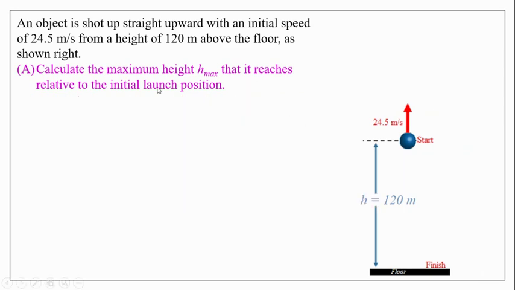Part A asks you to find the height that it reaches relative to the initial launch position. So again, in the diagram, the launch position is at 120 meters above the floor already, but it says relative to the initial launch position. So it just wants it relative to where this particular starting point is.